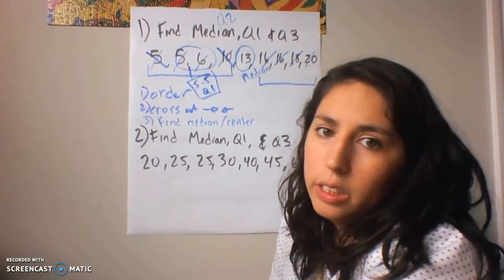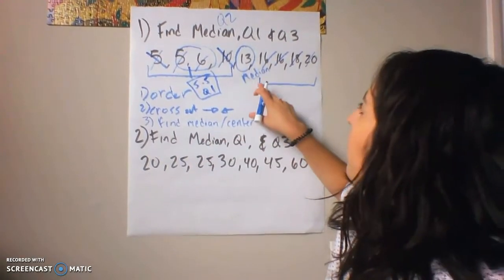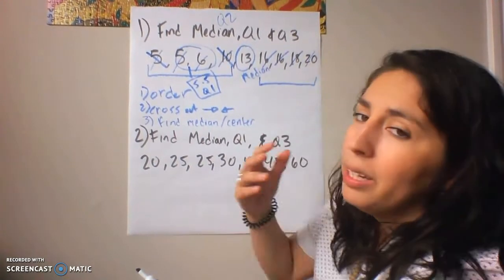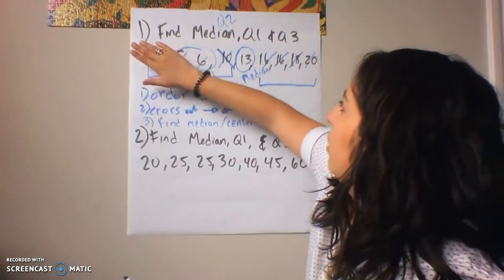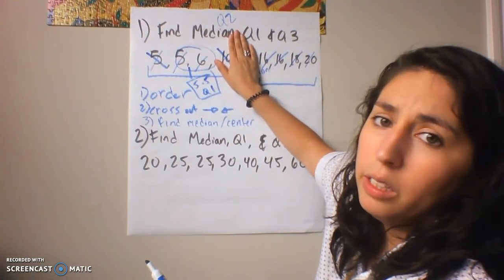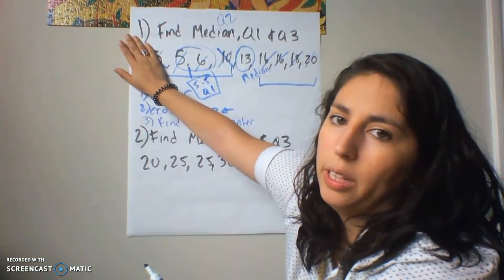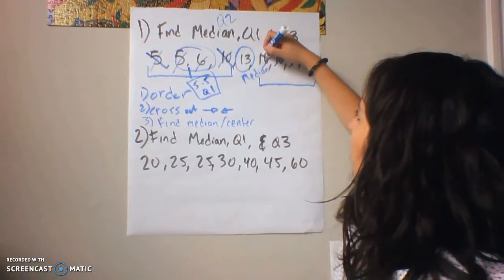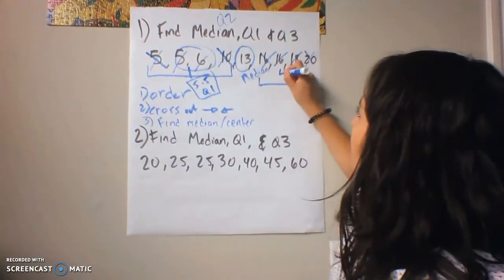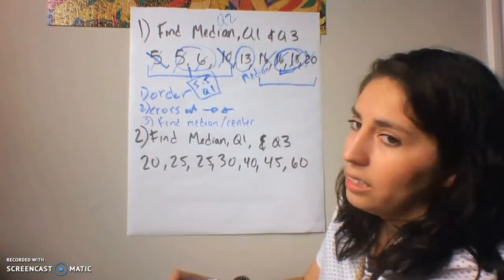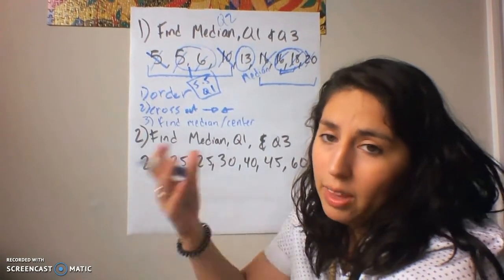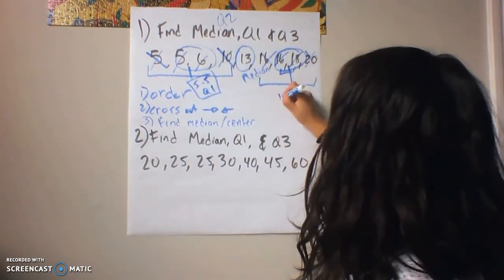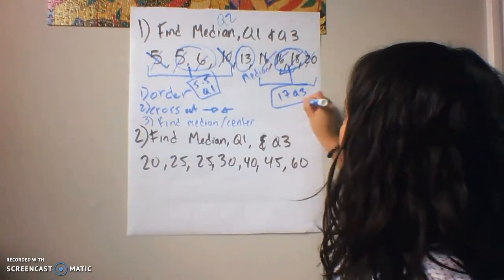My median was 13. Now I go to my Q3, which is the upper half. So now I find the median again, but this time I ignore everything from the median, the 13, and before that. So I'm only focusing on the 16, 16, 18, and the 20. All right, here I go. Cross off 1 from the beginning, 1 from the end. I'm left with 16 and 18. So I got to find the median of that. So what number is between 16 and 18? 17. So then 17 is my Q3.